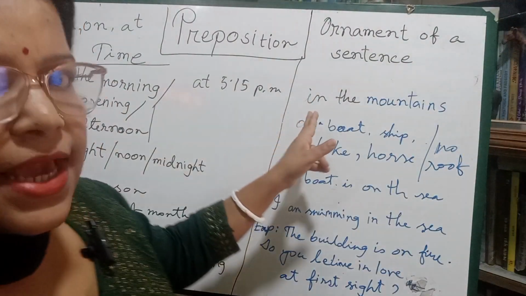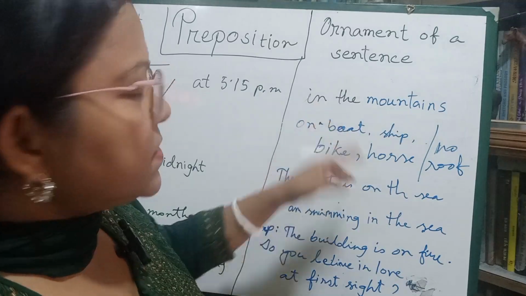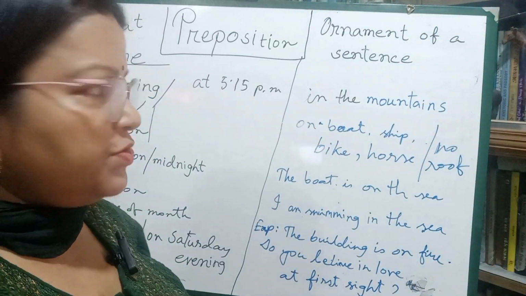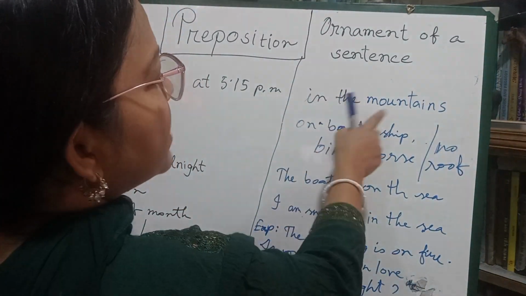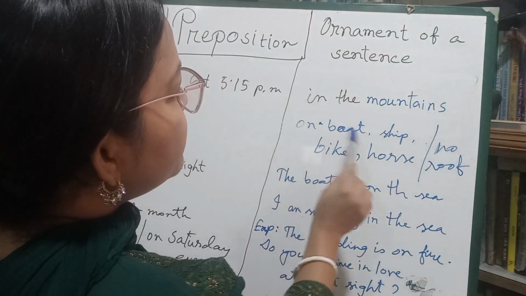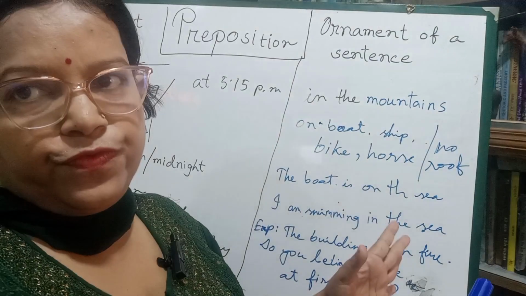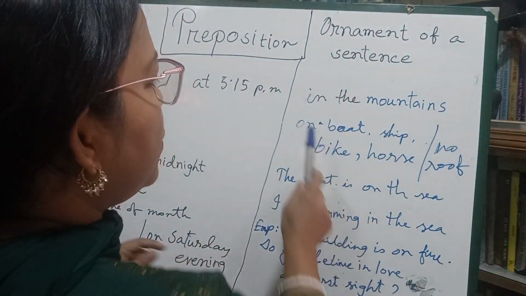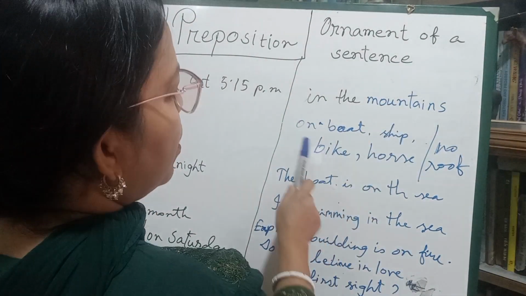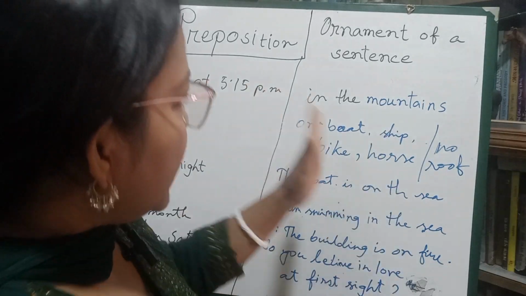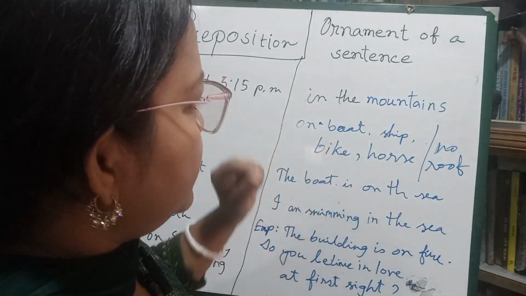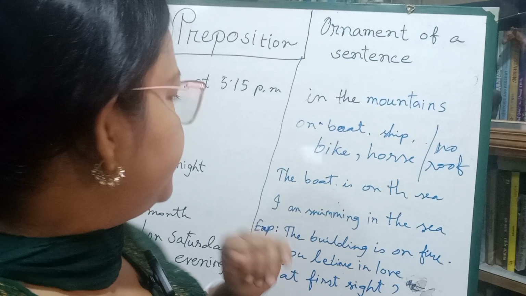Again, in the mountains means surrounded by the mountains. That's why I have to write in the mountains. On boat, on ship, on bike, on horse, because there is no roof. In that time, I have to write on, because there is no roof.